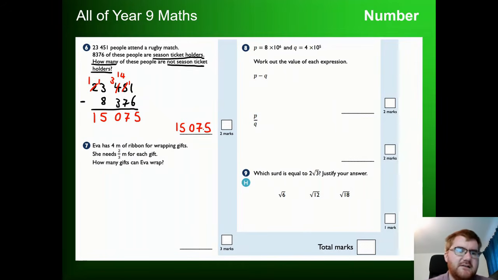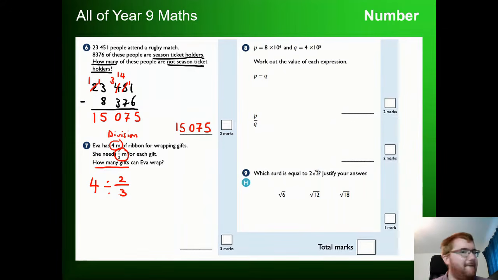So Eva has 4 meters of ribbon for wrapping gifts. She needs 2/3 of a meter for each gift. Okay, how many gifts can Eva wrap? So how many 2/3 go into 4 meters? Whenever you phrase it like that, that's going to be a division question. How many go into something is a division. So the question's actually asking us how to do 4 divided by 2/3.